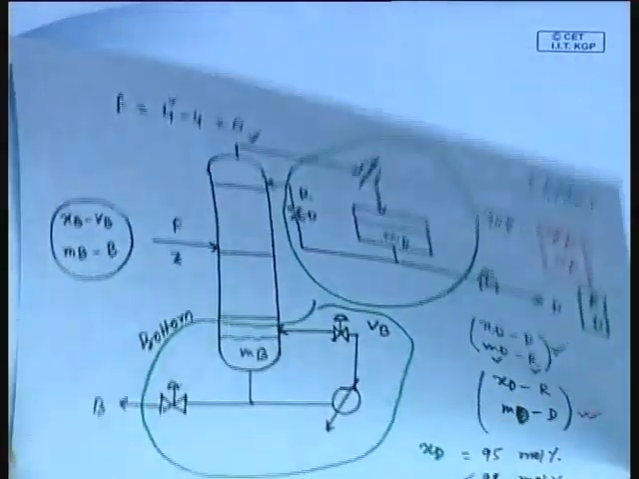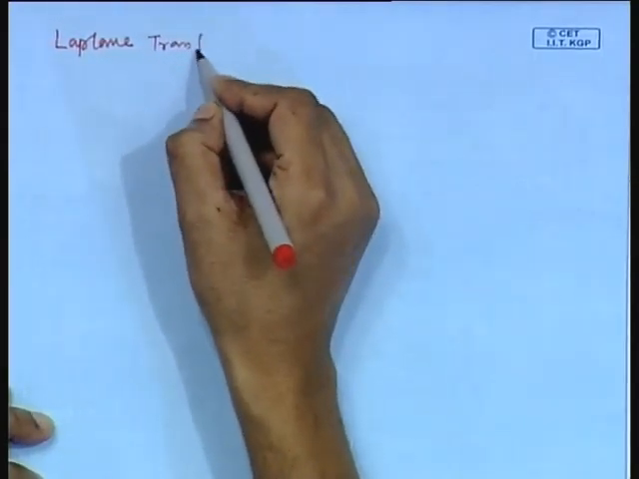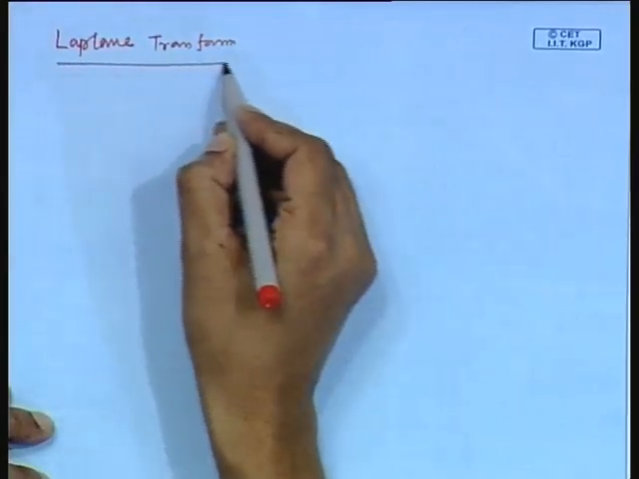Fine, this is all about the mathematical modeling, degrees of freedom analysis of a distillation column. Next we will try to know in brief the Laplace transforms. I hope you have studied this in your basic mathematics course. So we will not discuss this in detail, but we will just recall the Laplace transform by some standard formulas. So next we will start the Laplace transform, and in brief we will know the standard formulas.